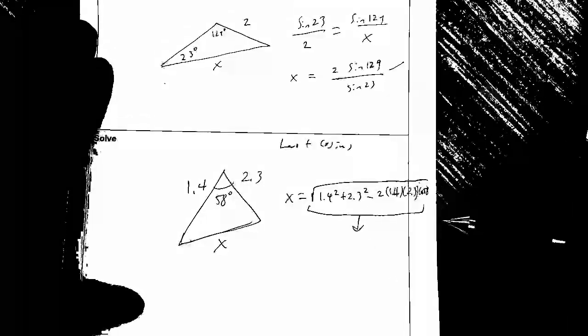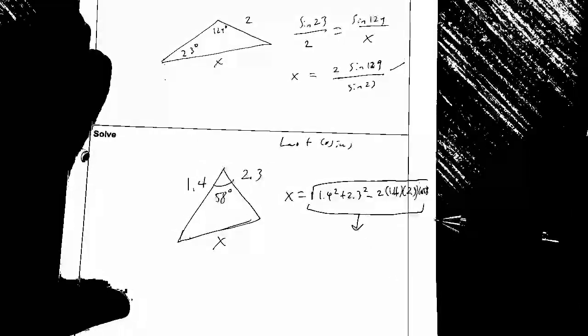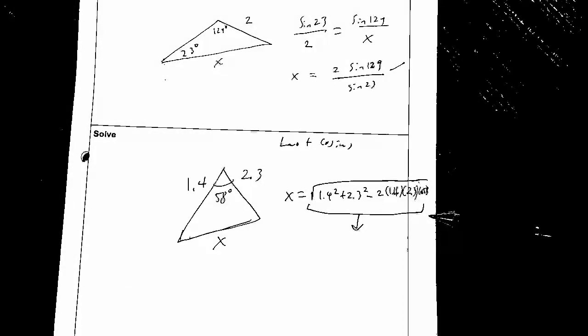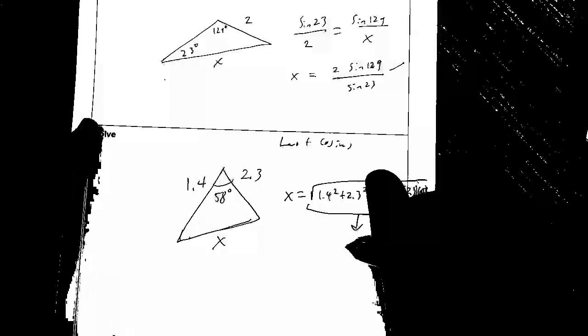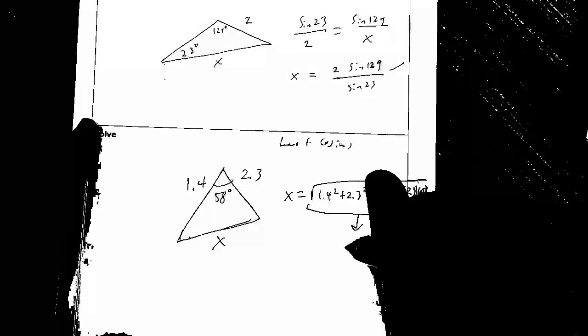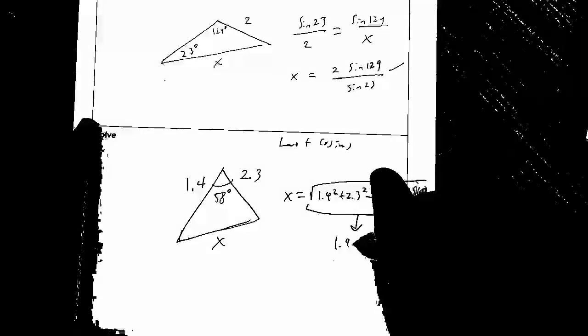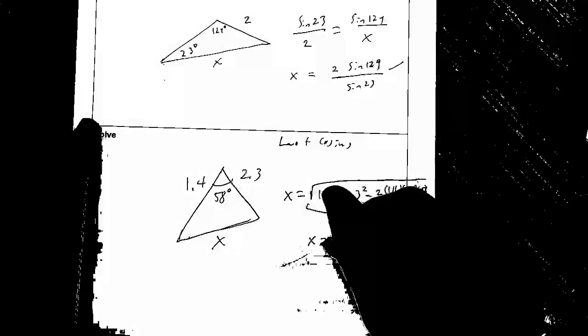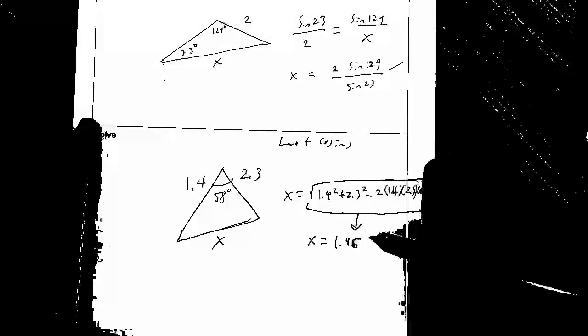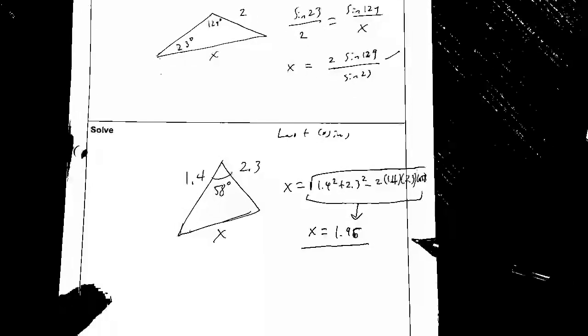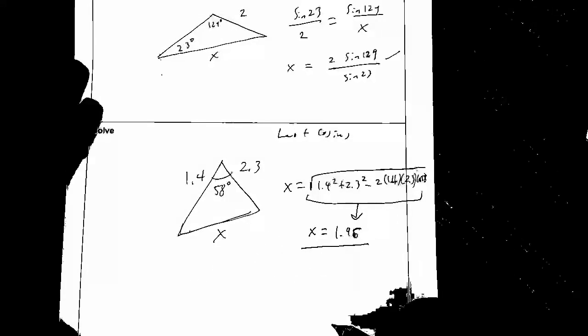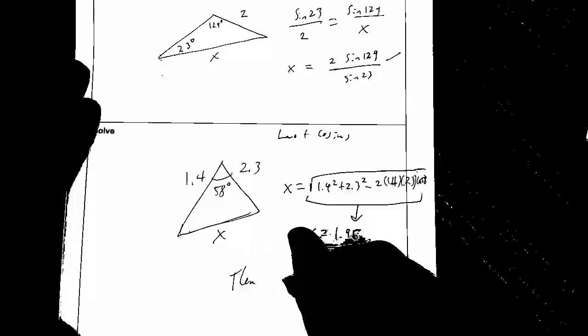Has anybody done it? Side it's 2.3, not 25. What do we get? It's 1.95 or 2. Okay, how do we solve the A? Once you have this side, then you can use what? Law of sines. Okay, then use law of sines.